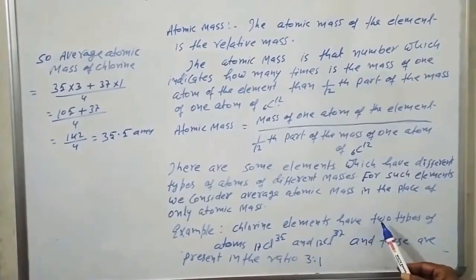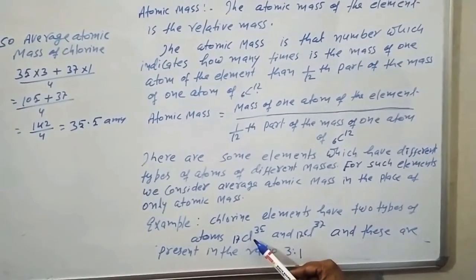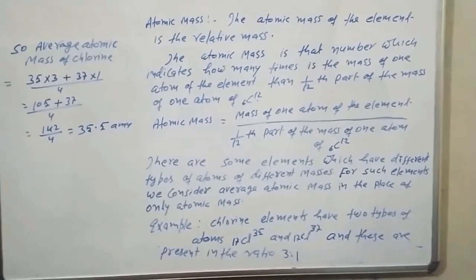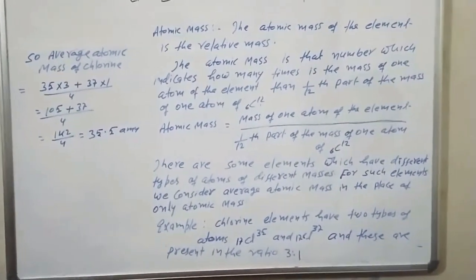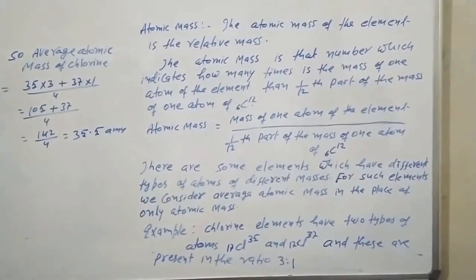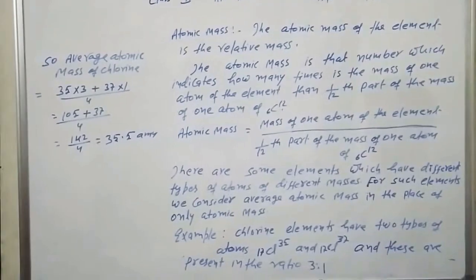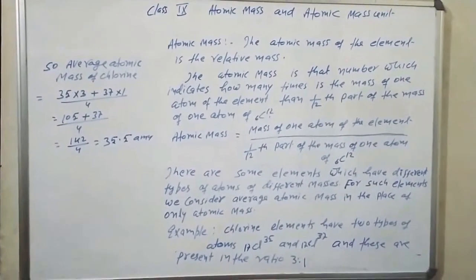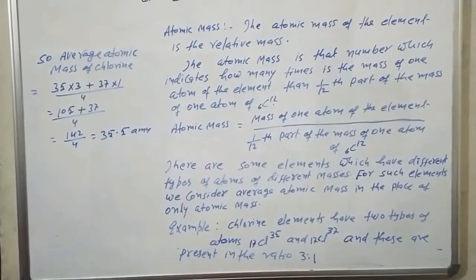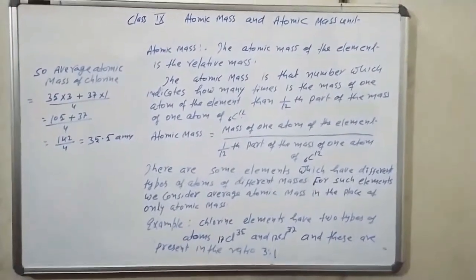as chlorine element has two types of atoms. One has atomic mass 35 and the other has atomic mass 37. The atom having 35 atomic mass is present 75%, and the atom having 37 atomic mass is present 25%. Means they are present in the natural chlorine in the ratio 3:1.